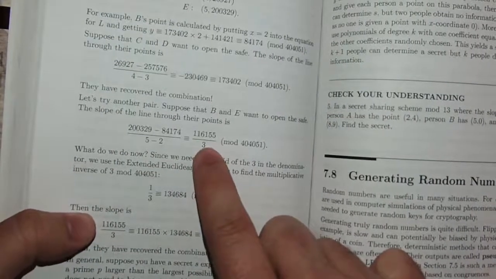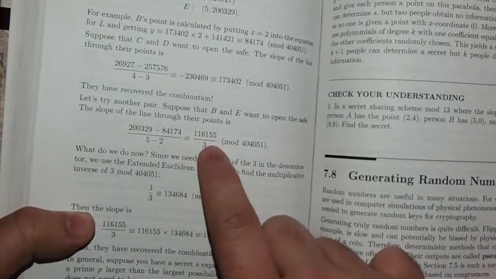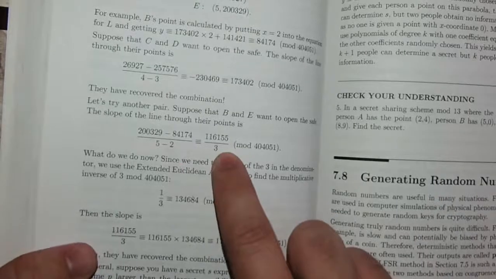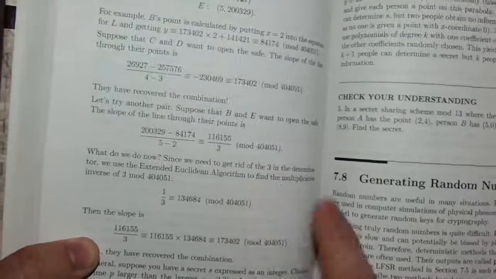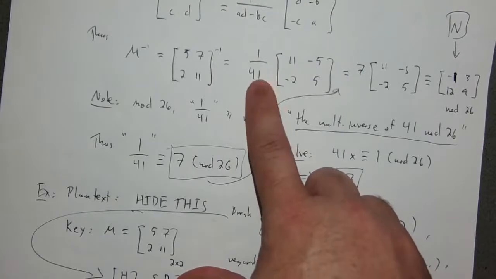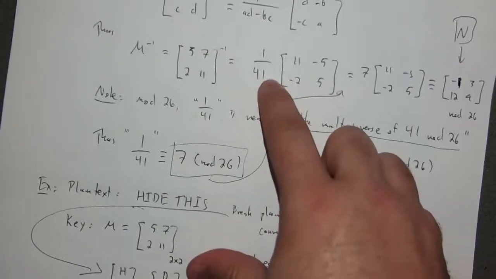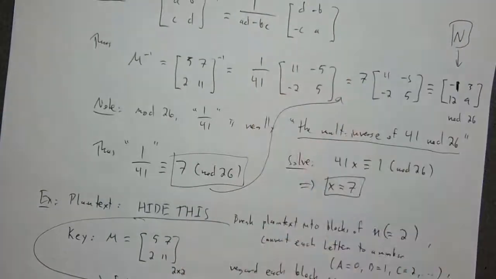So you look at this thing, and of course, the numerator is not divisible by 3, so I can't simplify this. I have 116155 divided by 3 mod that huge prime. So what do you do with an expression like this? Just like we did for 1 over 41 mod 26, this expression is nonsensical mod 26 left as it is, right? This doesn't make any sense. You can't just leave some fraction like this.